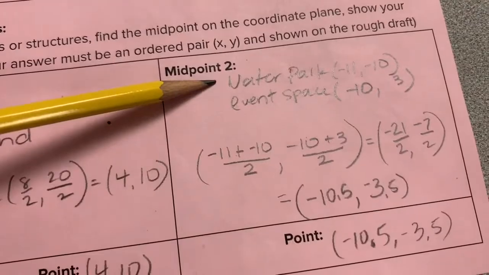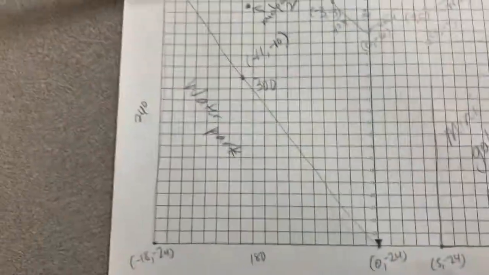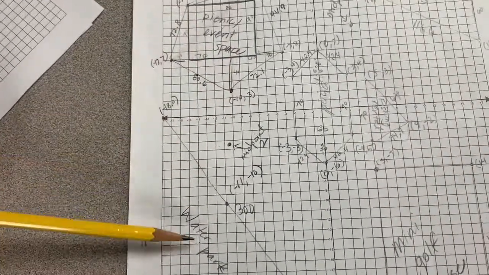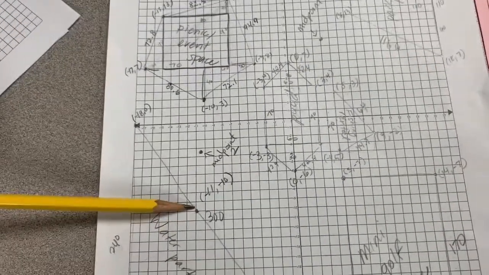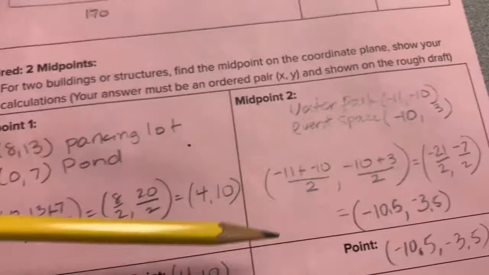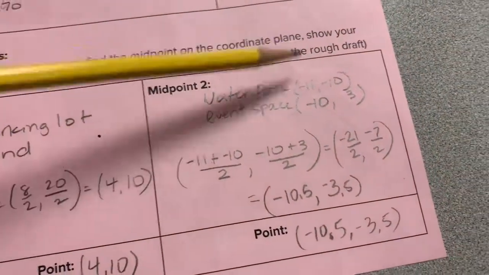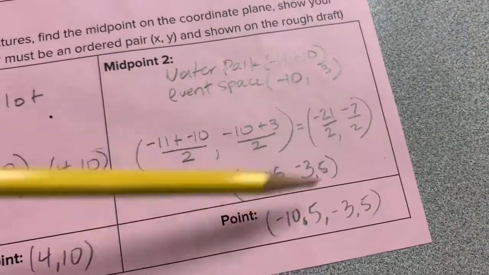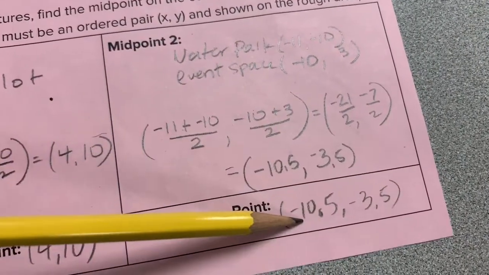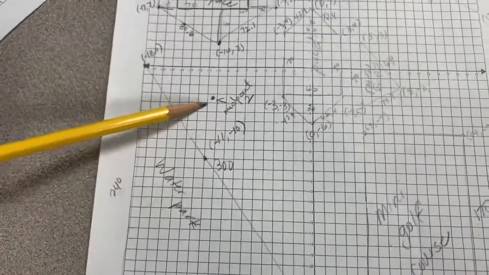And then similarly, I did water park and event space. So here's my event space point. I made this point on my water park because this is probably where the door is. So I did the x's plus the x's divided by 2. I did the y's plus the y's divided by 2. I got a decimal. So negative 10.5, negative 3.5. So that is that midpoint right there.